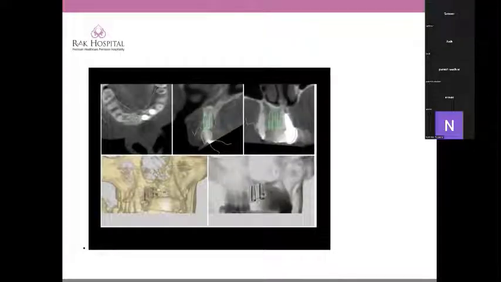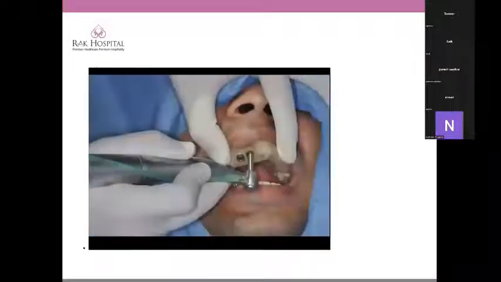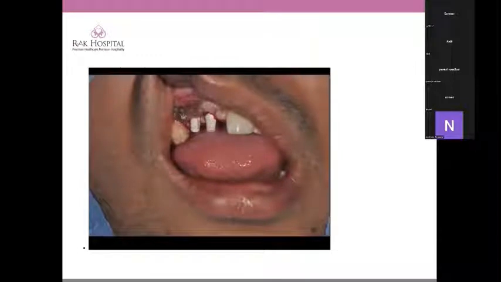You can see this is the CT data of the same patient. You can see the implant placements virtually created here. And then you just put the guide in the patient's mouth and go with your sequential drilling, and you can place the implants. Now this was planned to have an immediate temporary. So you can see the temporary abutment in place.